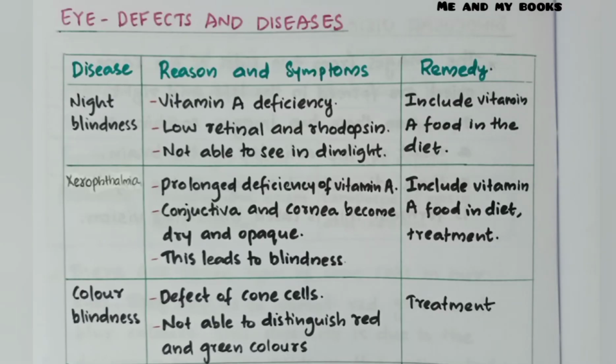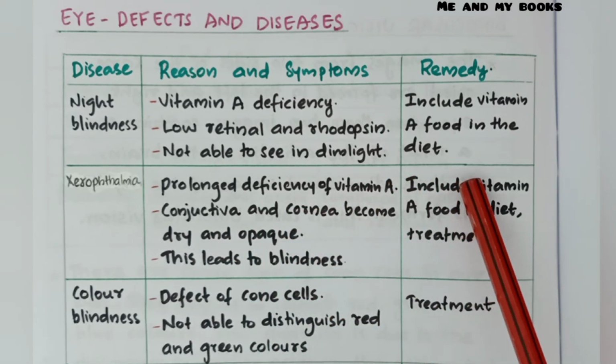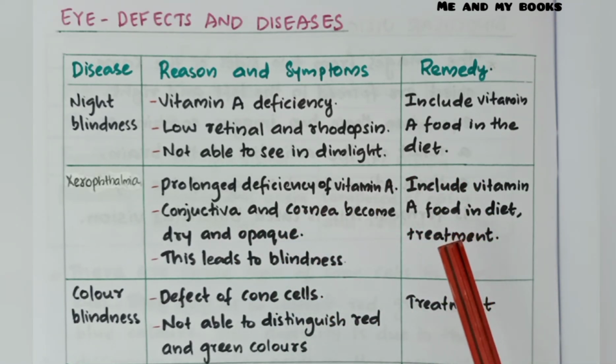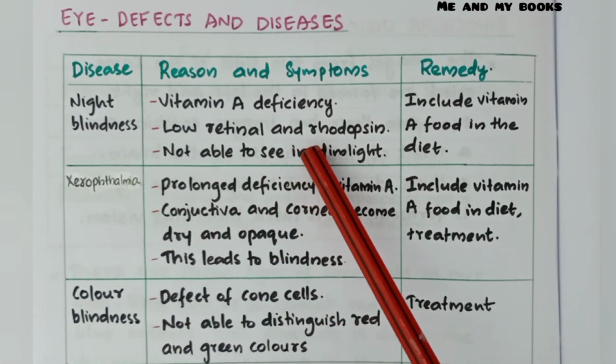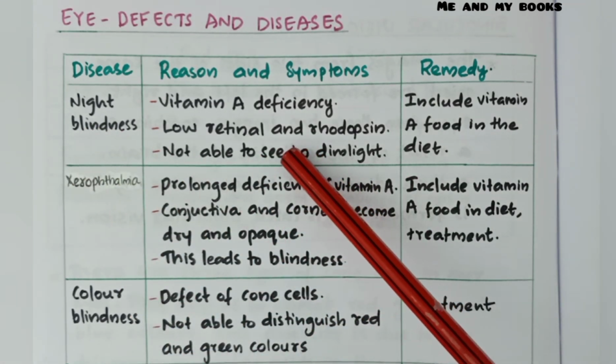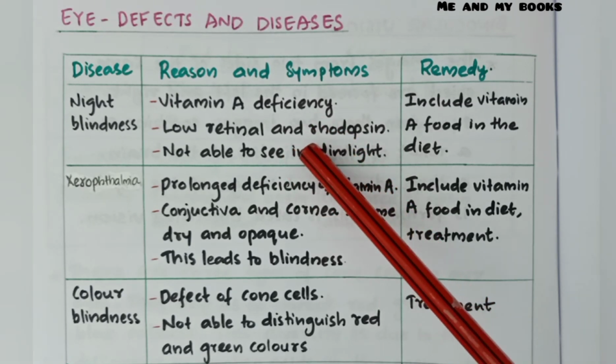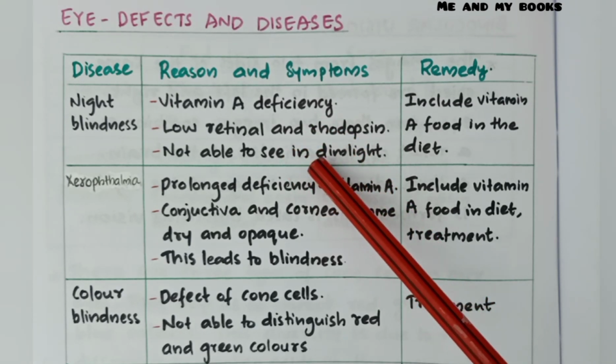We studied about different eye defects and diseases. So let us write the notes. You can prepare a table like this: disease, reason and symptoms, and remedy. First one, night blindness. What are the reason and symptom? Vitamin A deficiency, low retinal and rhodopsin, not able to see in dim light.